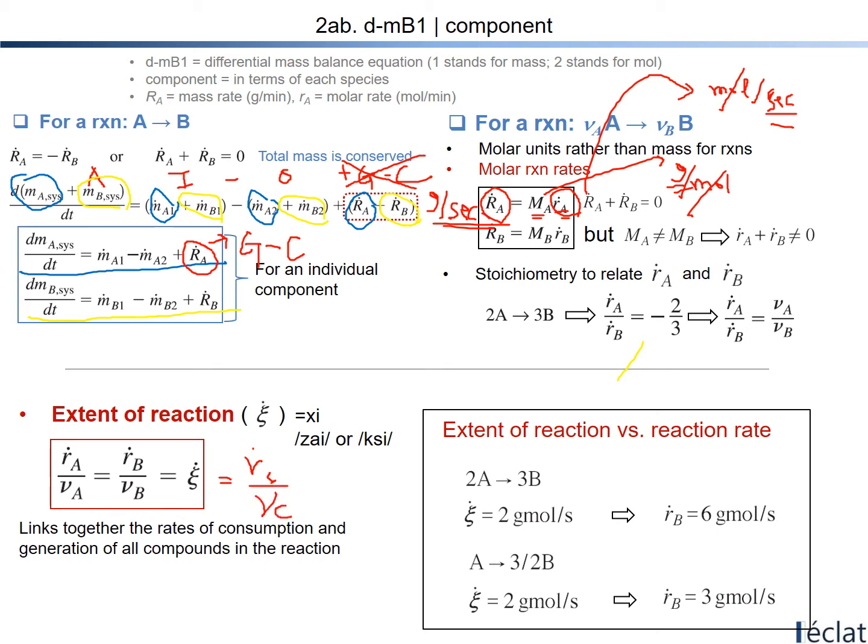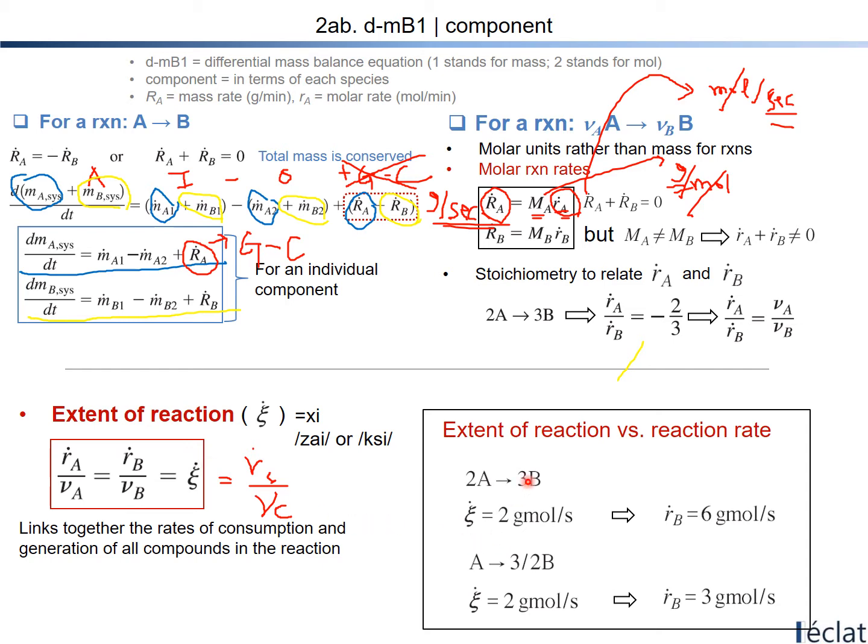So at this point, we had to use the reaction rate of A and the reaction rate of B, required to define the reaction rate for the single chemical reaction equation. However, after defining the extent of reaction, you can use only one single reaction rate instead of r dot A and r dot B. That is xi dot.